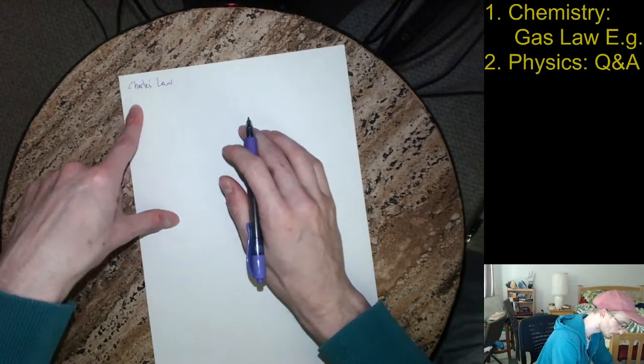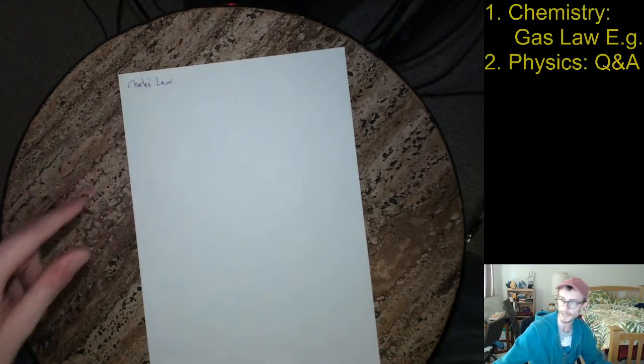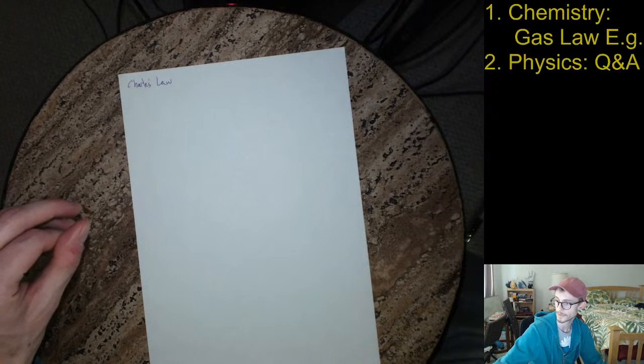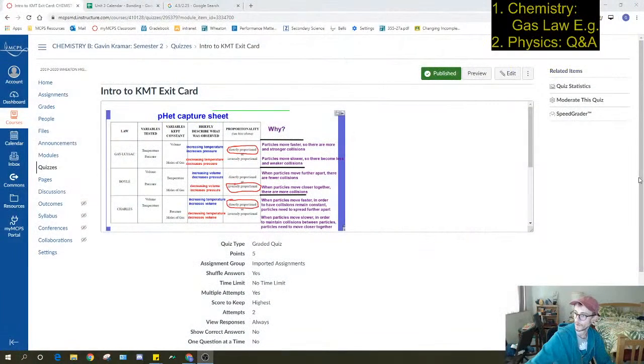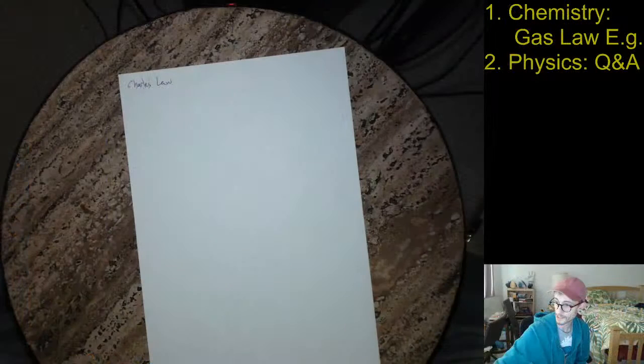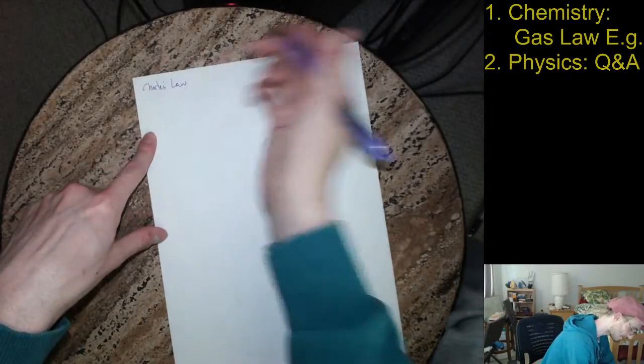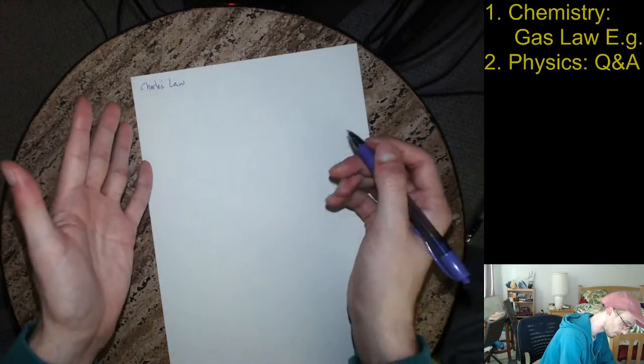So Charles's law is a little bit different. Remember, if we go back to our teaching table, the volume and temperature are related directly. So if one of them increases, then the other one should also increase. So for us, that looks mathematically a little bit different from what we saw before.